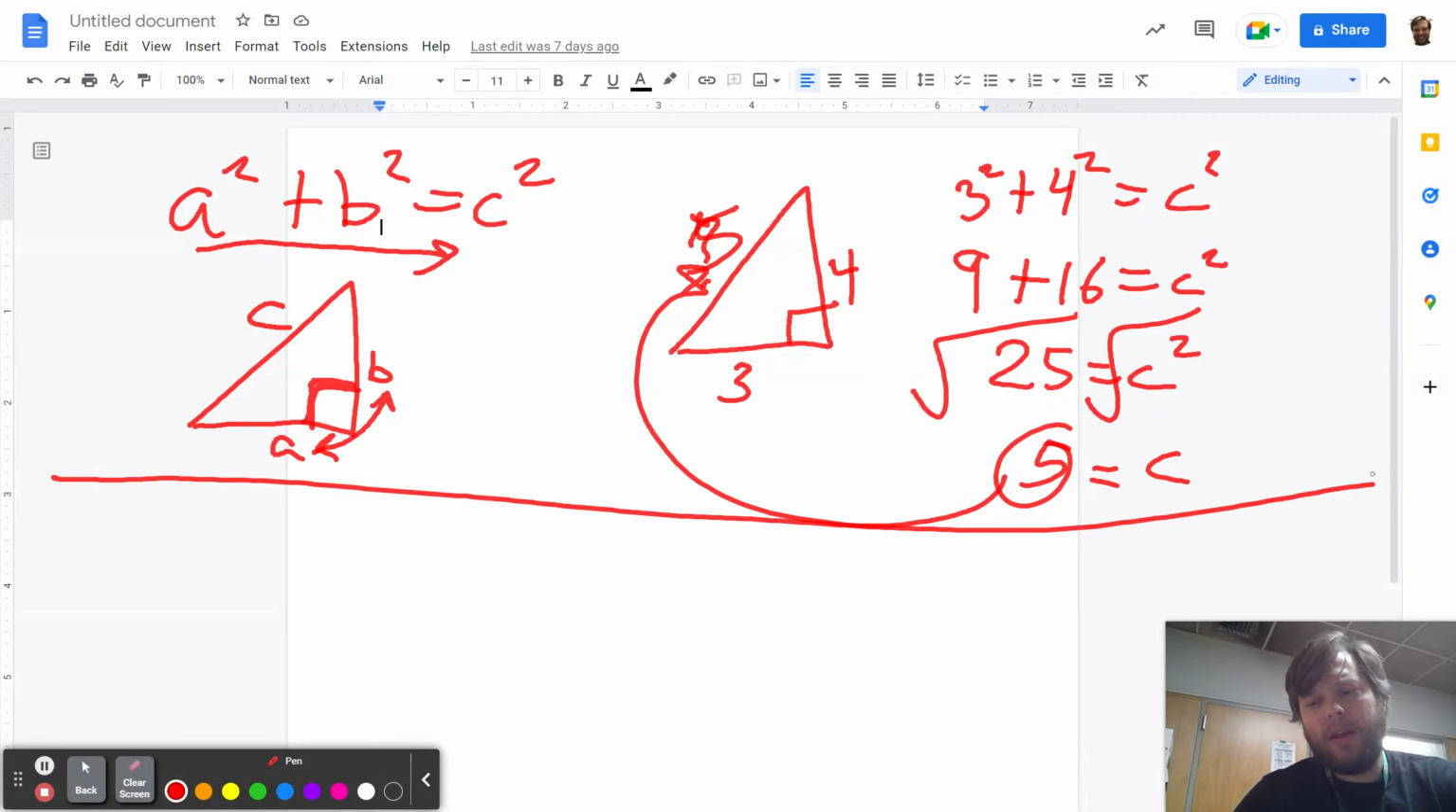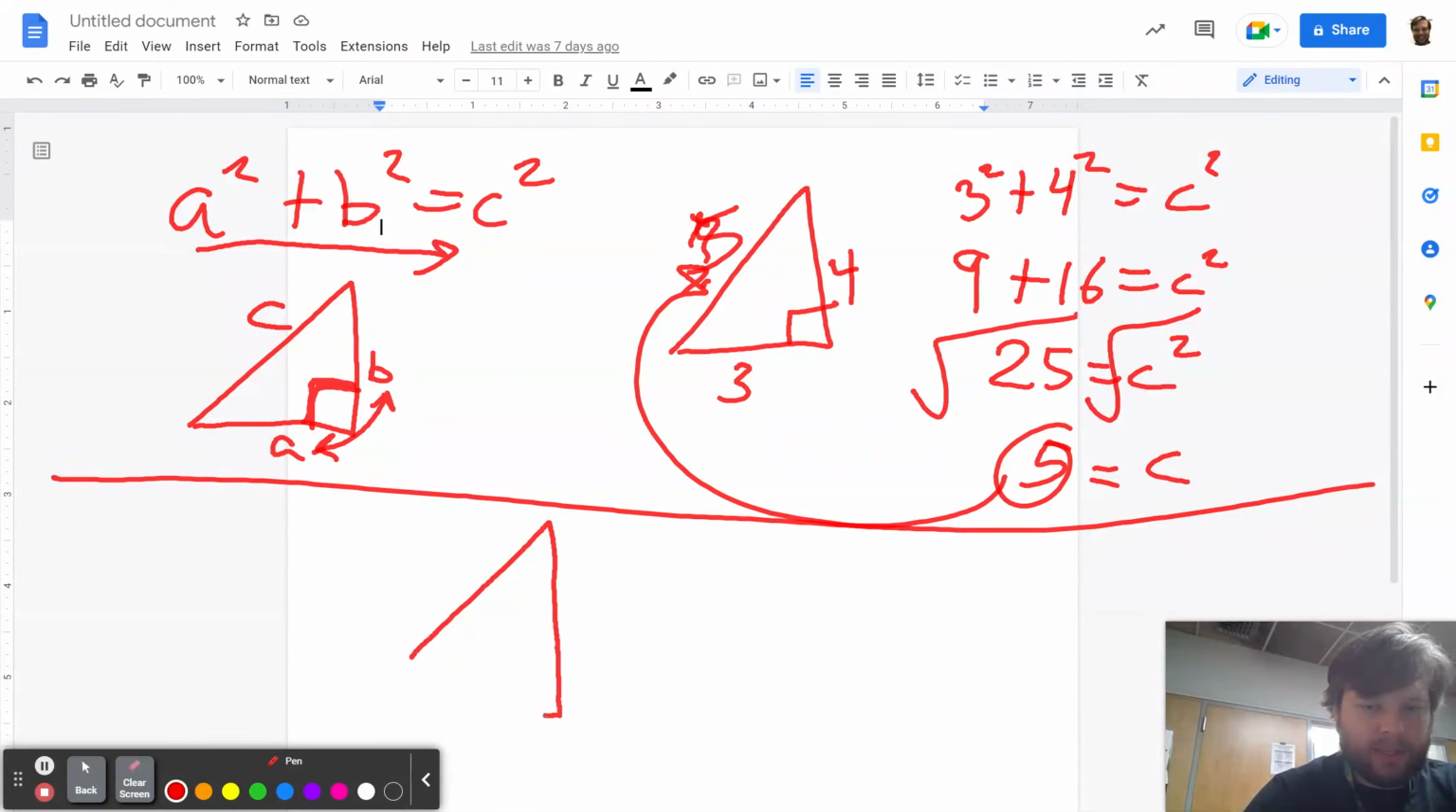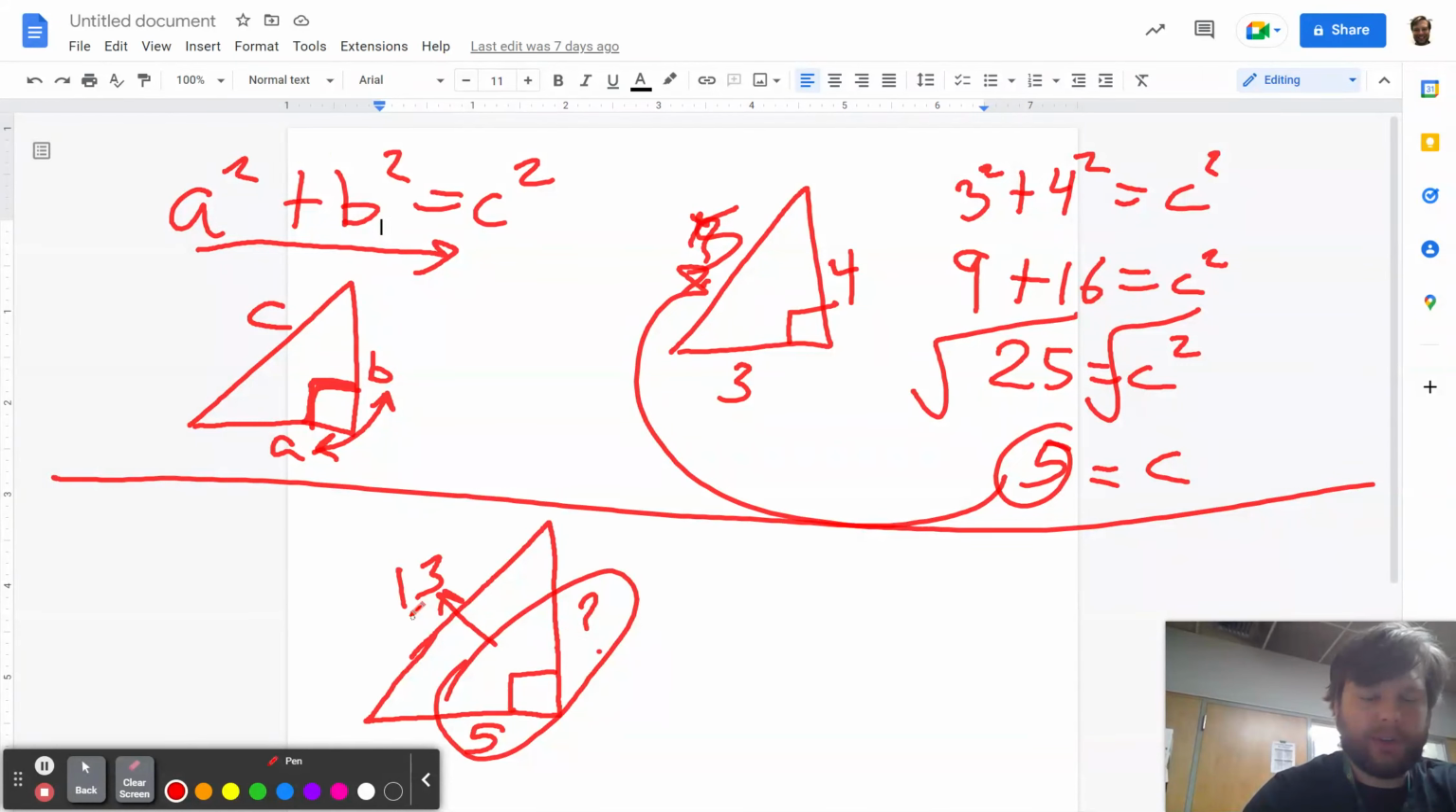One other example would be, sometimes you know the hypotenuse. So maybe I know the hypotenuse here, and I know this other leg, but I don't know one of the missing legs. Well, remember that we add the legs together to find the hypotenuse. So then you go backwards here. We're going to subtract the leg from the hypotenuse to find the missing leg.